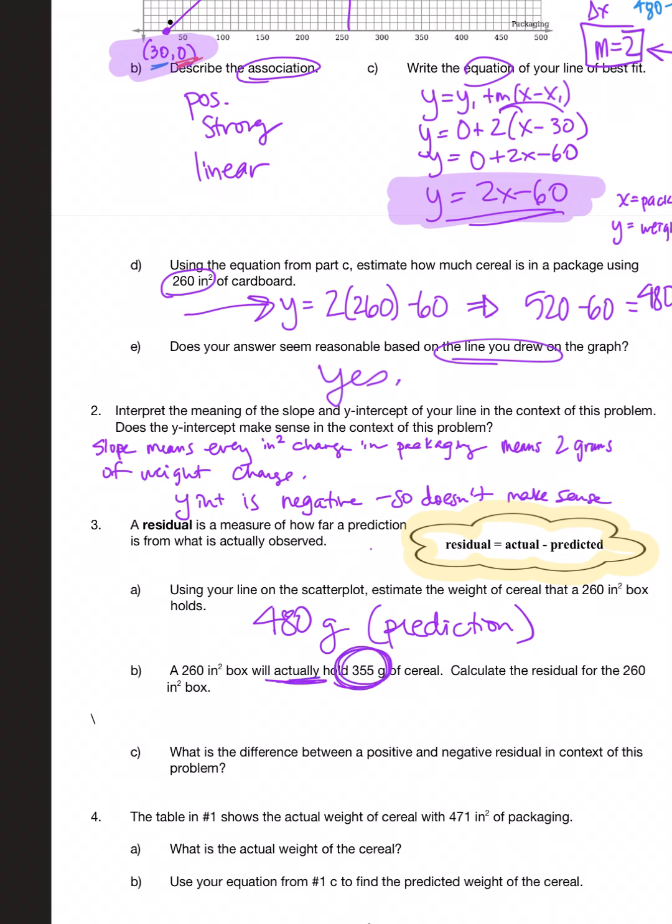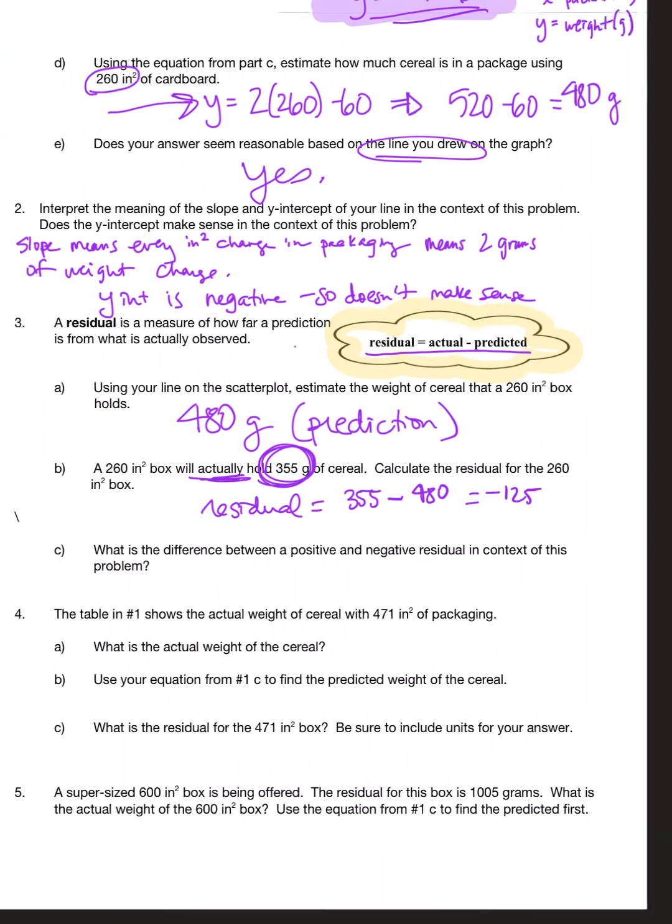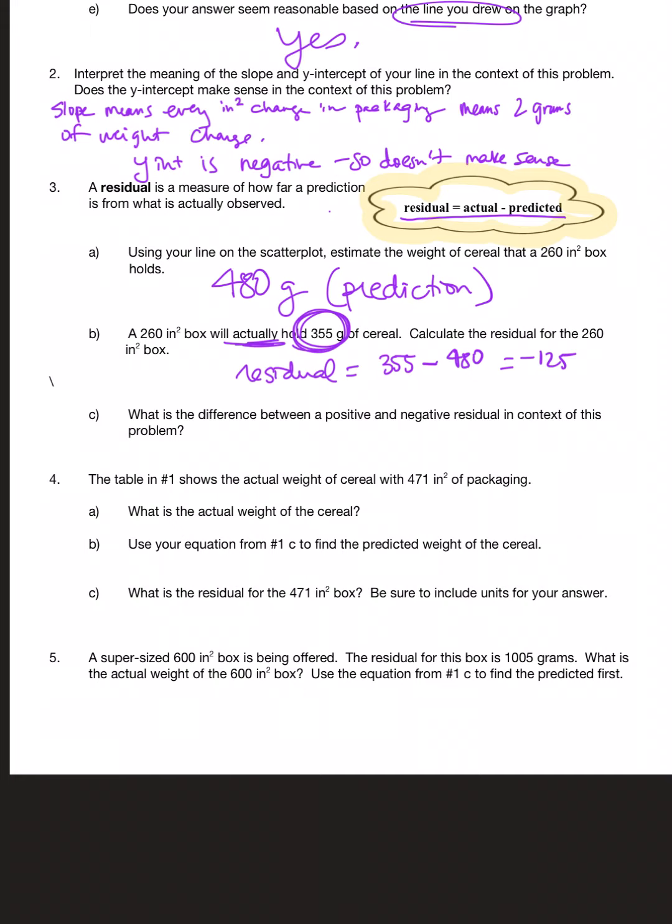So if we're trying to calculate the residual, I'm going to use this formula. The residual is equal to the actual amount, that's 355, minus our prediction, which is 480. And if you do that math, again, you can use the calculator, you get negative 125. Now the difference between a positive and a negative residual, let me move this up, is that one's an overestimation and one's an underestimation. So over versus under estimate.